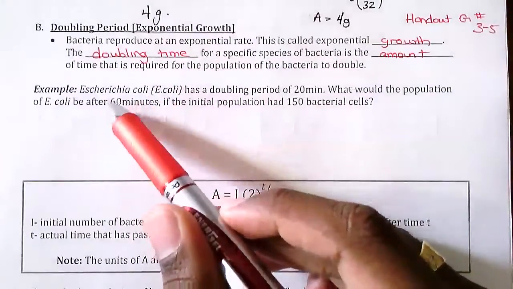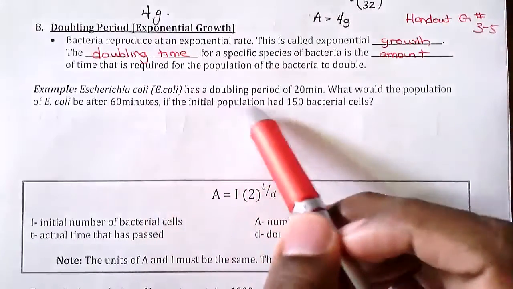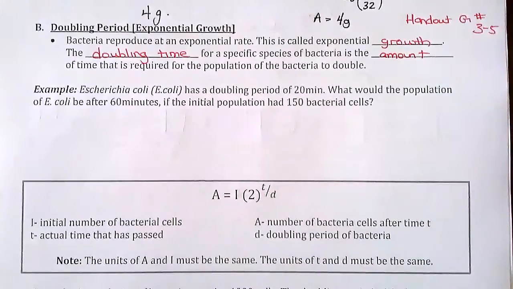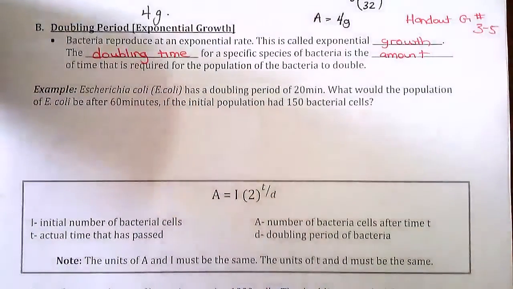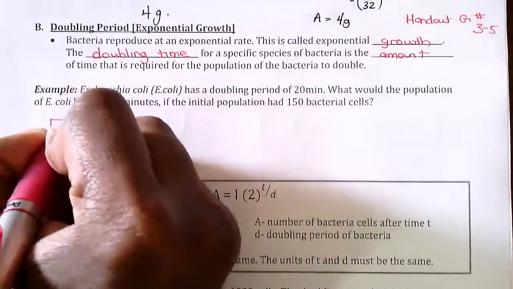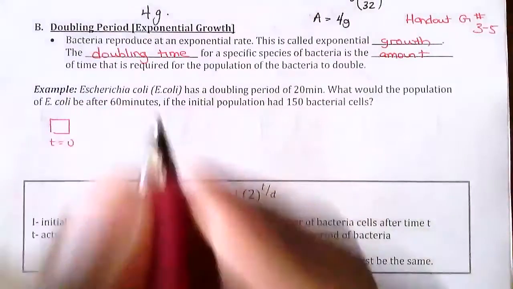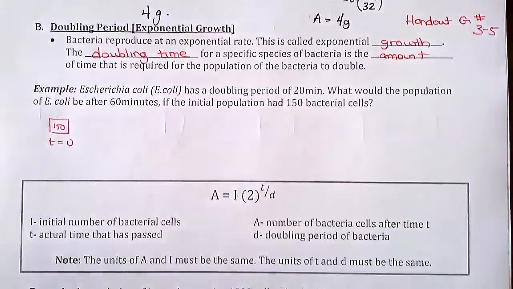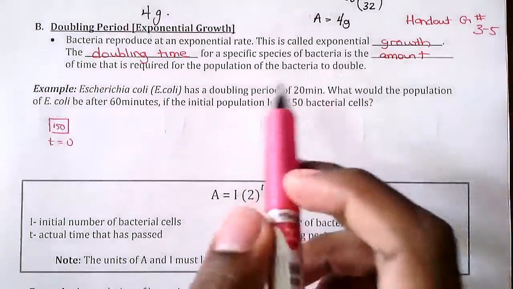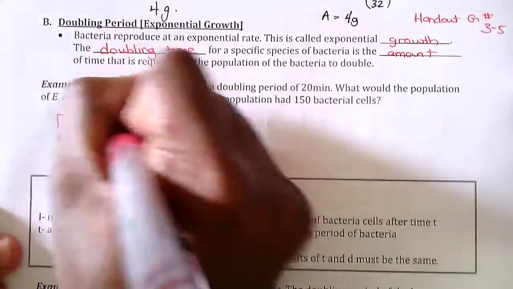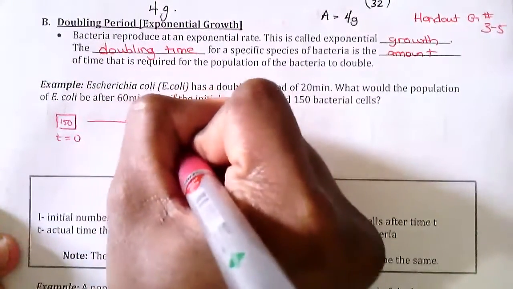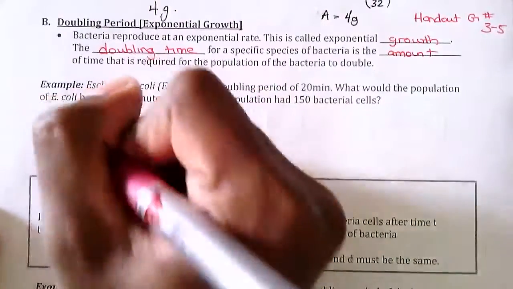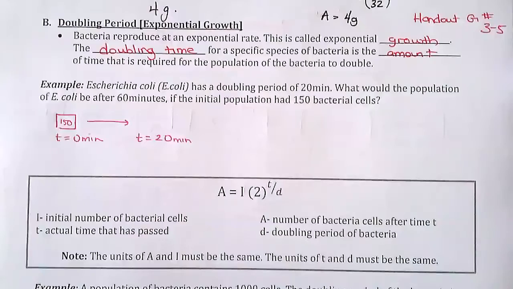What would the population of E. coli be after 60 minutes, if the initial population had 150 bacterial cells? So let's start with what we did yesterday. We'll start with our initial amount. Our initial amount at t equals 0 is 150 bacteria cells. We know that our doubling period is 20 minutes. So t is equal to 20 minutes. Again, I'm going to go back and put minutes here. At 20 minutes, we expect this colony to double.